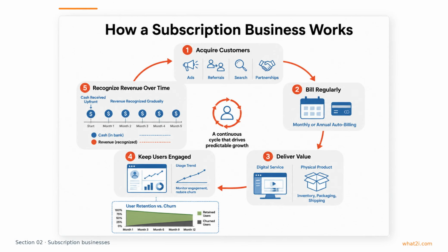In practice, a subscription business runs as a repeating cycle rather than a single event. It first acquires customers through channels like paid ads, referrals, search, or partnerships. It then bills them automatically on a regular schedule, which reduces friction compared with asking for a fresh purchase each time. At the same time, it must keep delivering value consistently, whether that means software access, content, support, or physical shipments. Engagement becomes an early warning system because declining usage often shows up before cancellation does.